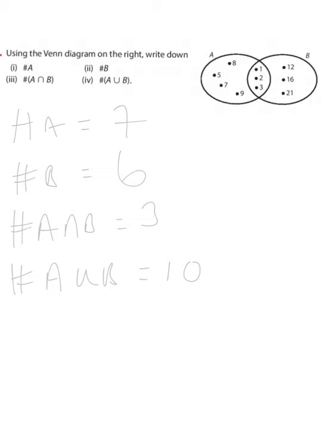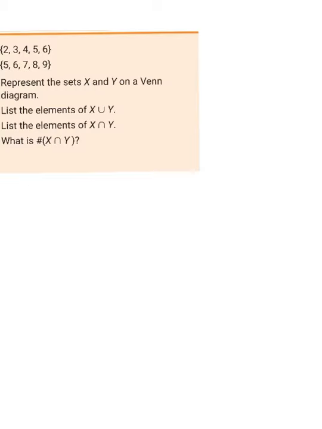So there are 3 symbols that you need to know. You need to know that the hashtag is the cardinal number. When we're talking about the intersection, it's A intersection B and n, and the union is A union B.